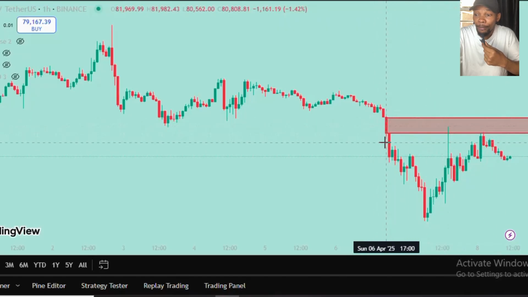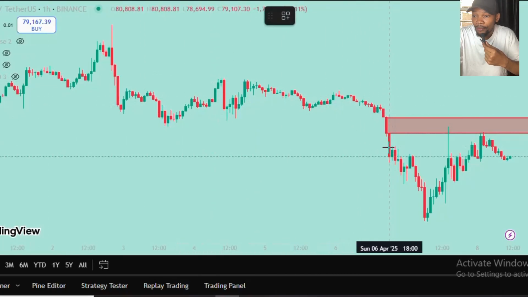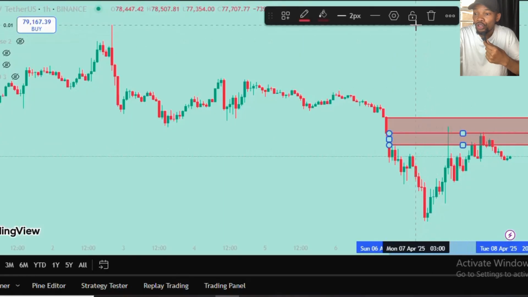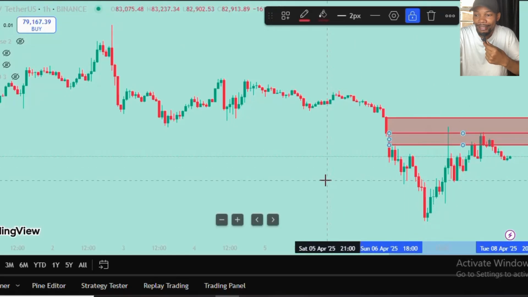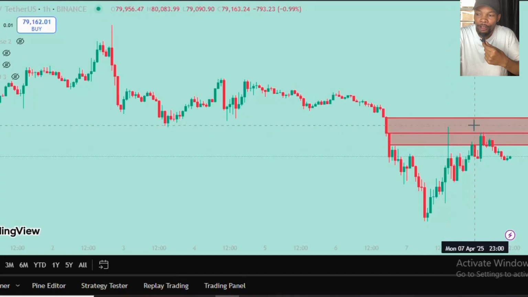Now another fair value gap formed here. I'm going to do the same thing. I'm going to draw another rectangle here. You can see you have two fair value gaps just beside each other. So what I'm going to do right now is to just relax and wait for the price to enter into any of these fair value gaps.